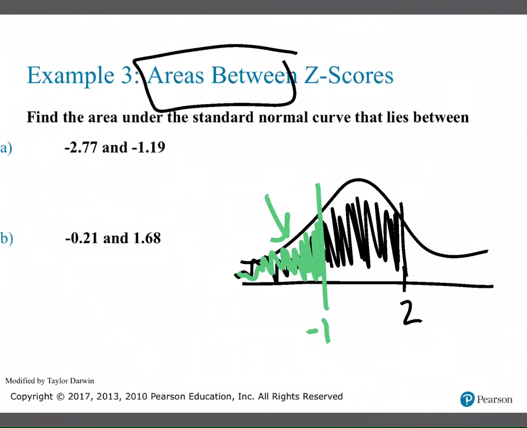So to find the area that we want between them, we need to subtract this area minus this area. A lot of people get confused and they want to subtract the z-scores, but you need to find the area first and then subtract them. So basically look it up in the z-score chart, get your answer, and subtract the two answers from each other. So let's go ahead and try that.